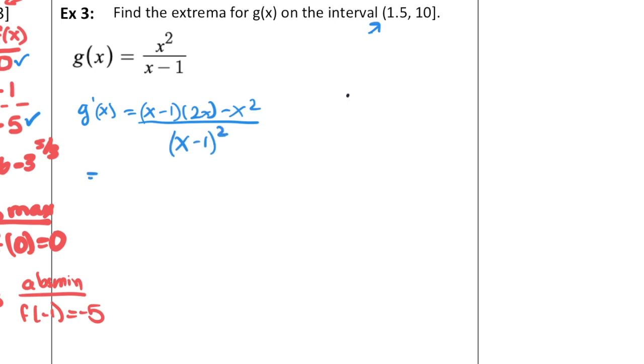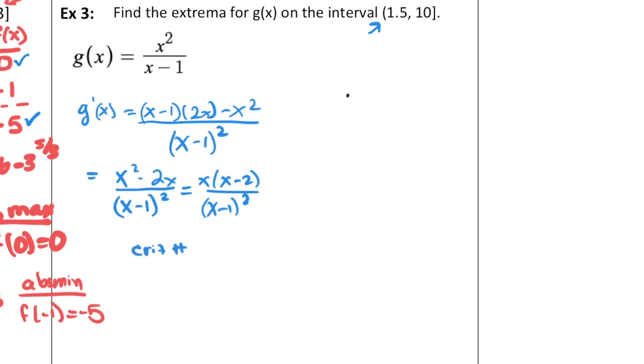Simplify the problem. This is going to end up becoming your x squared minus 2x divided by your x minus 1 squared. So this problem is easy to see our zeros. Factor just a little bit more. We have x times x minus 2 over x minus 1 quantity squared. So for our critical numbers, let's determine where g prime of x is equal to 0. And that would happen when x equals 0 and x equals 2.